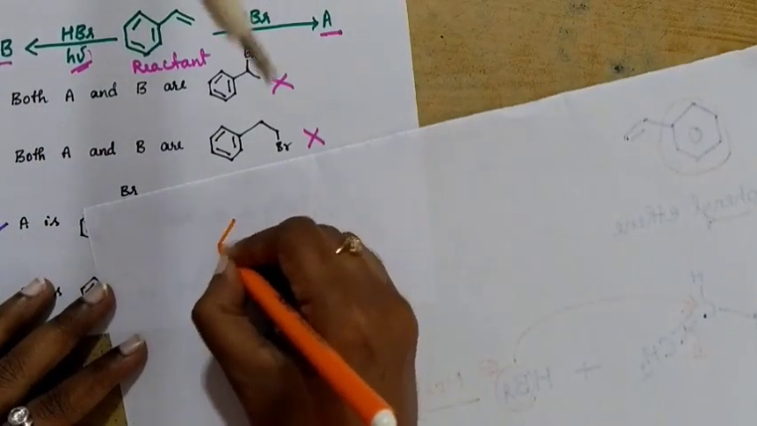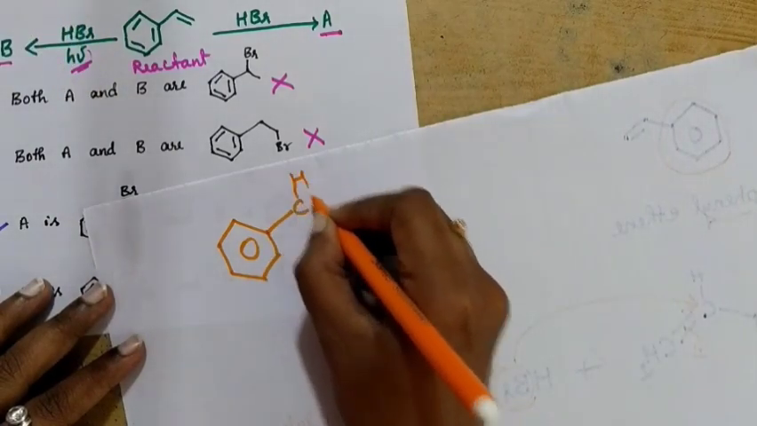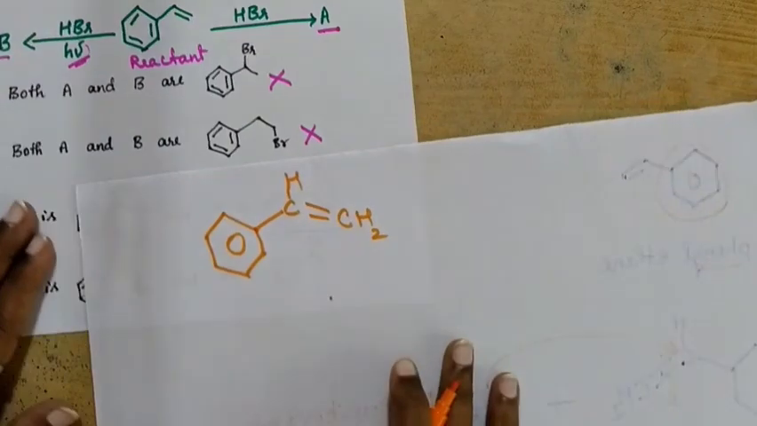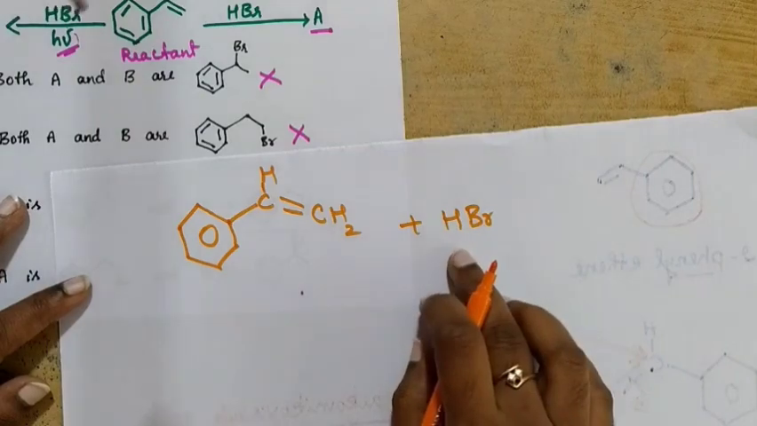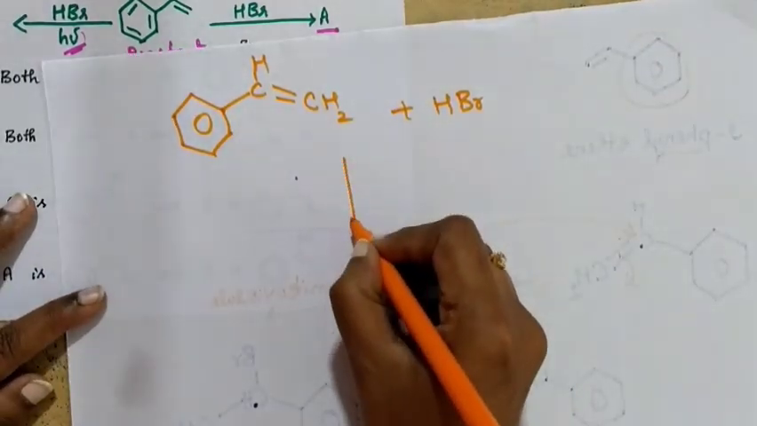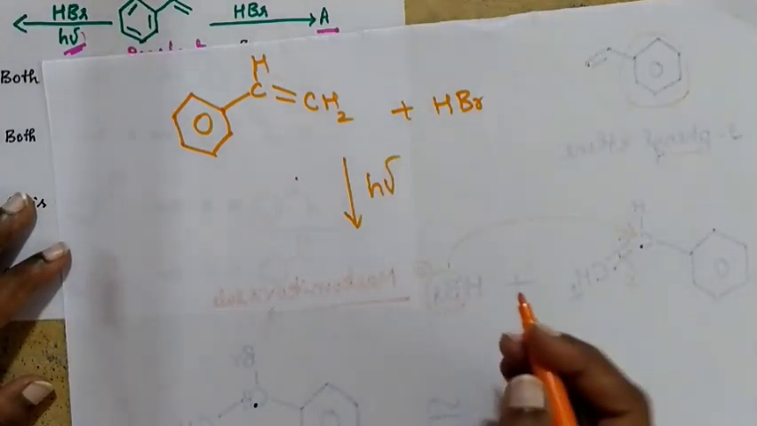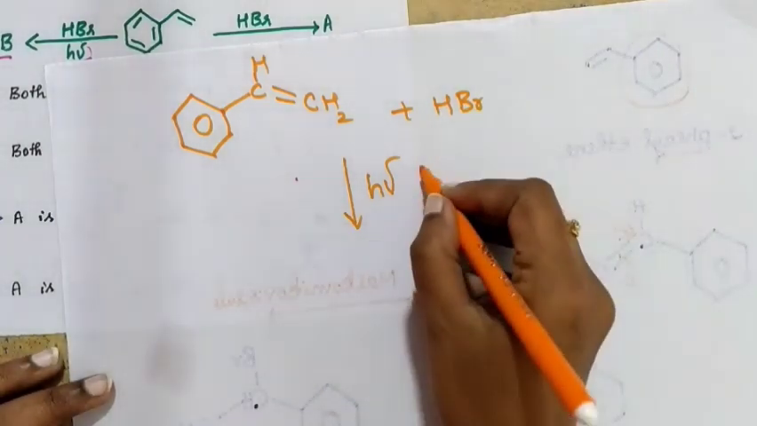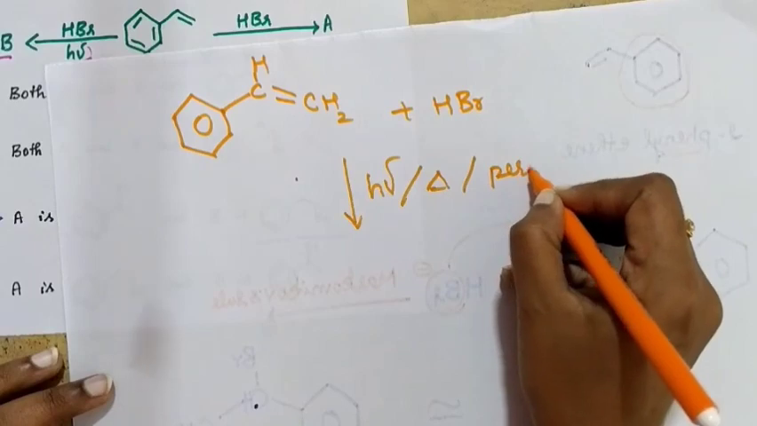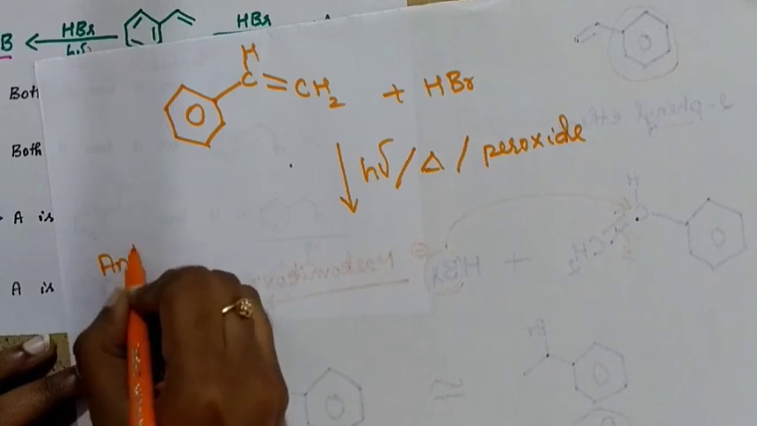See, let me take the same reactant. Double bond CH2. And it is going to react with hydrogen bromide. But the thing is, in this case, they have given a particular condition, that is h nu. That means in the presence of light. When they don't give any condition, you can easily follow the Markovnikov rule. But if they give any conditions like light or heat or the presence of peroxide or something, it is definitely going to follow the anti-Markovnikov rule.